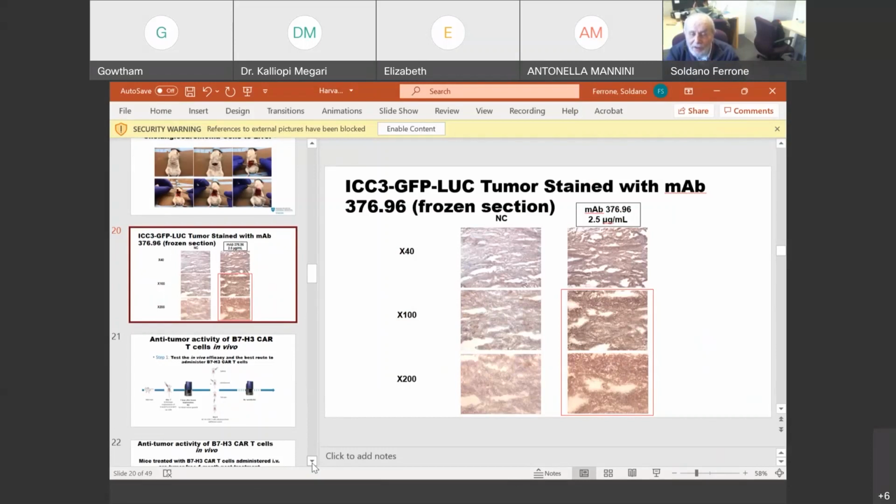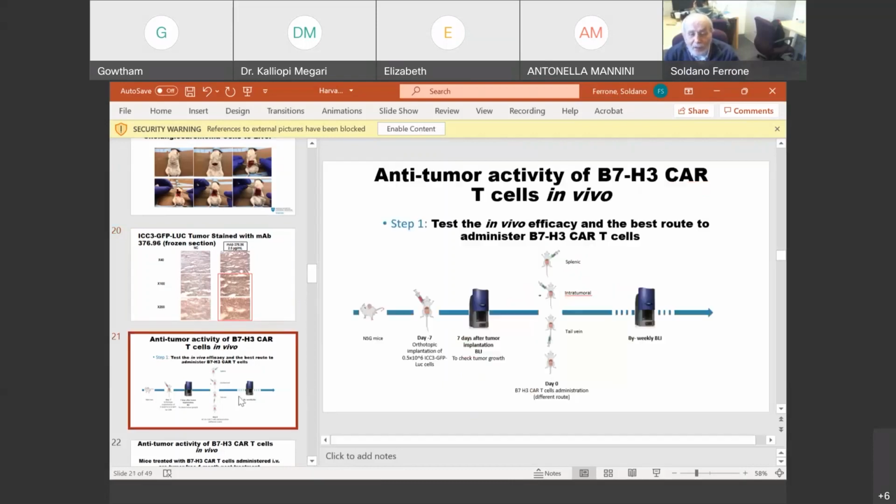And so once we had identified the model, then we had to perform the experiments by which we could identify what was the best, most effective strategy for the treatment of cholangiocarcinoma. And so the first experiment relied on comparing the efficacy of CAR T cells, which were injected either in the spleen or in the tumor, or were injected IV.